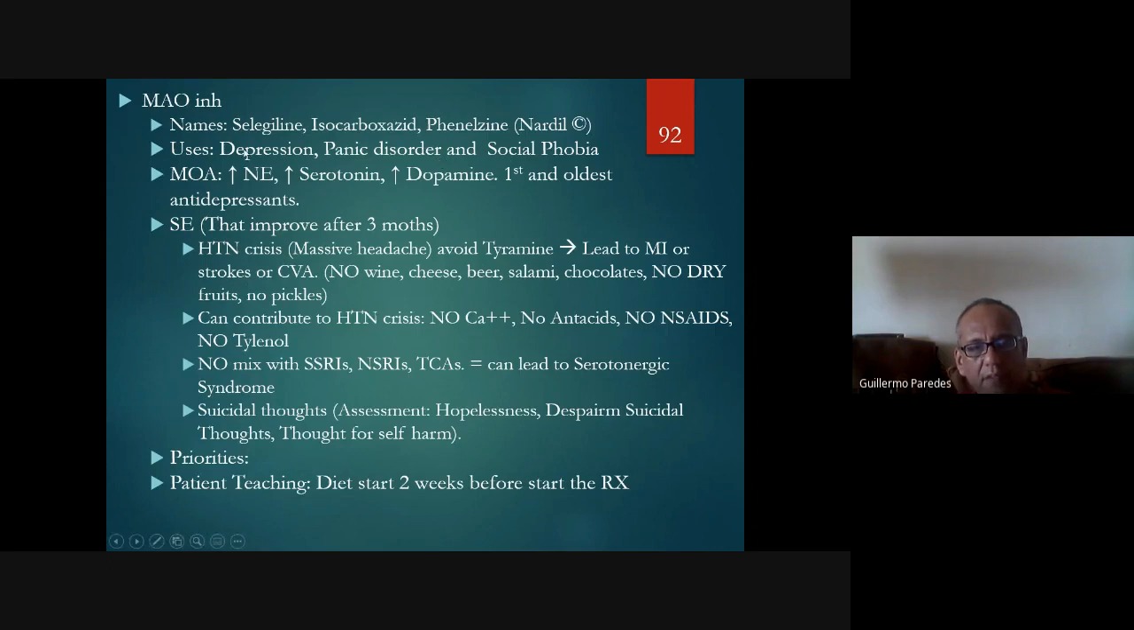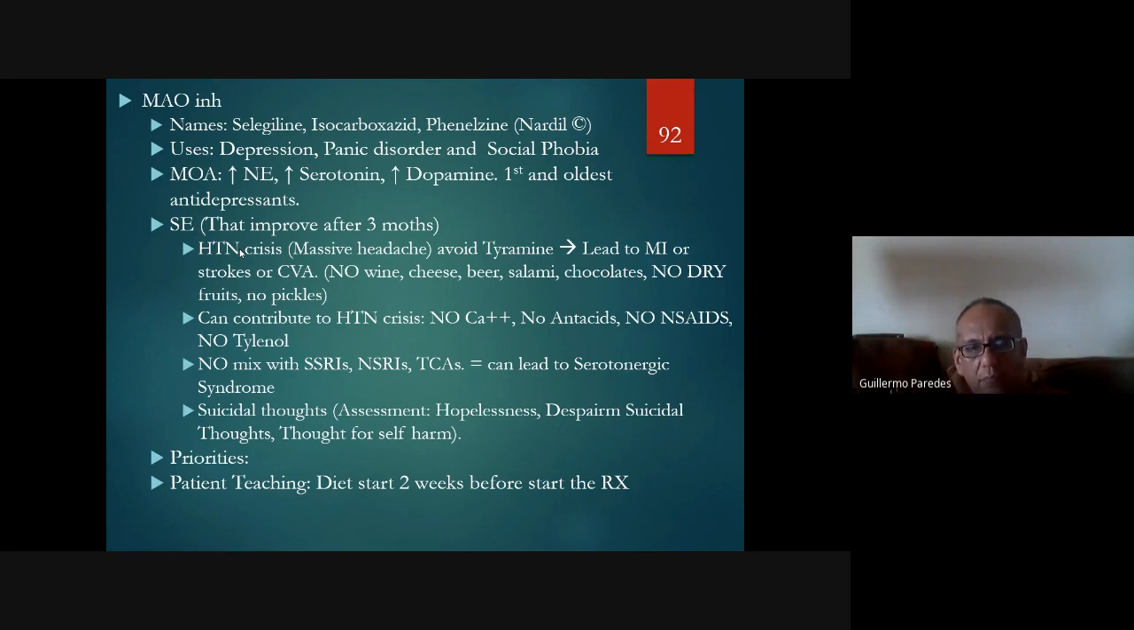MAO inhibitors, we have the selegiline, phenelzine, selegiline, L-Deprenyl, used for depression, panic disorders, and social phobia. The mechanism of action is going to increase all these neurotransmitters. It's one of the oldest antidepressants. So we have hypertensive crisis, especially when you are taking tyramine. They can lead into myocardial infarction or strokes. Okay, so hypertension. So the consequence of that hypertension can lead into MI.